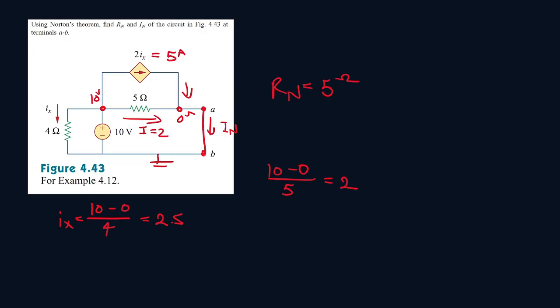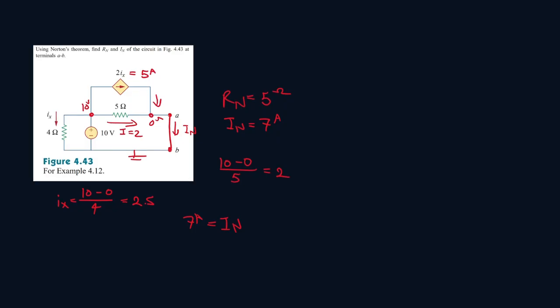amps of current entering the node and 5 amps of current entering the node. 2 plus 5, that's 7 amps, and In is leaving. So In will be 7. So that now we found our Norton. Now let's write the Norton circuit. And there we go.